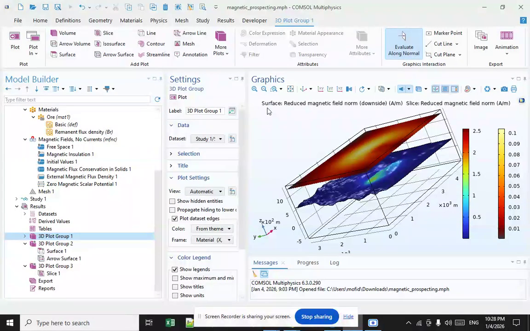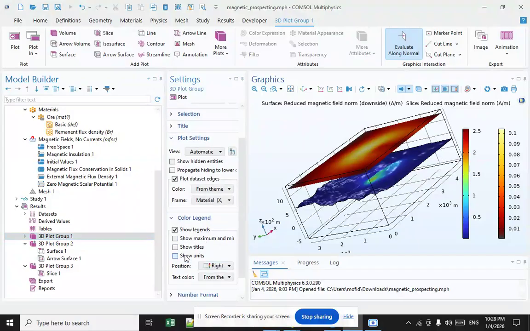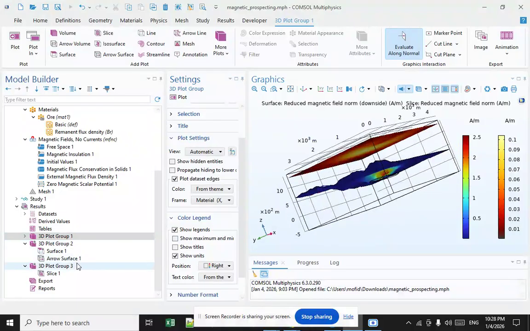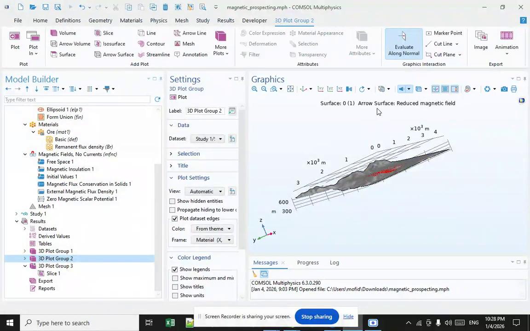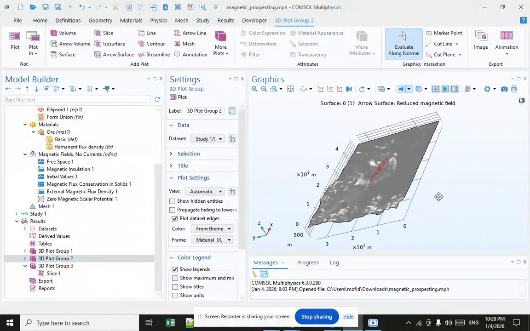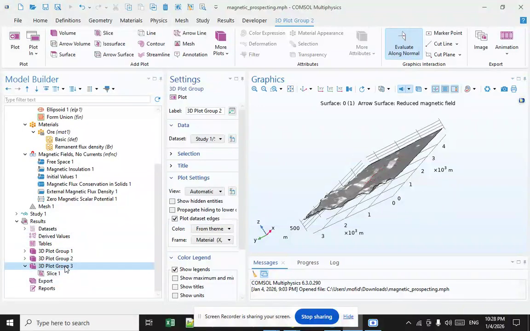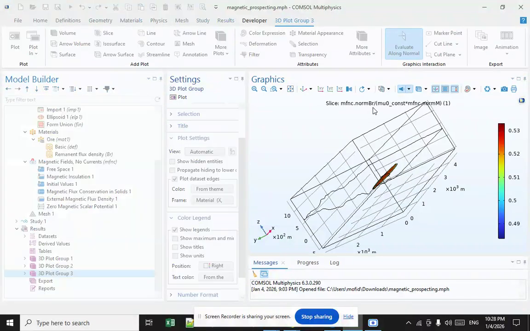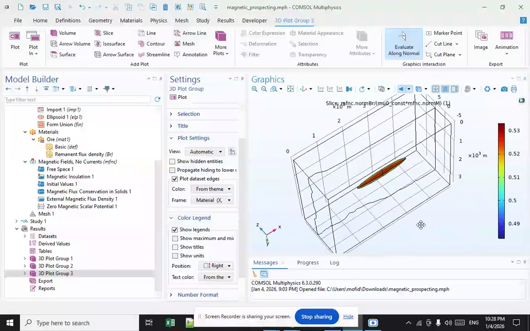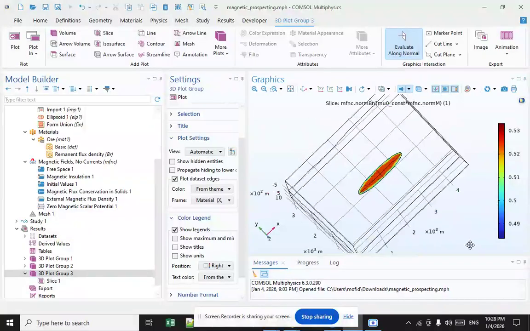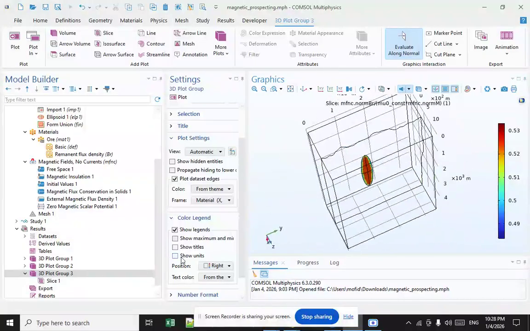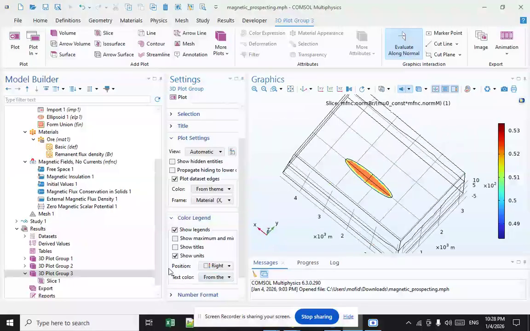Here you can see the reduced magnetic field norm, downside for both sections, and also the arrow surface reduced magnetic field. And here we can see the three-dimensional plot group for the slice of the reduced magnetic field section.